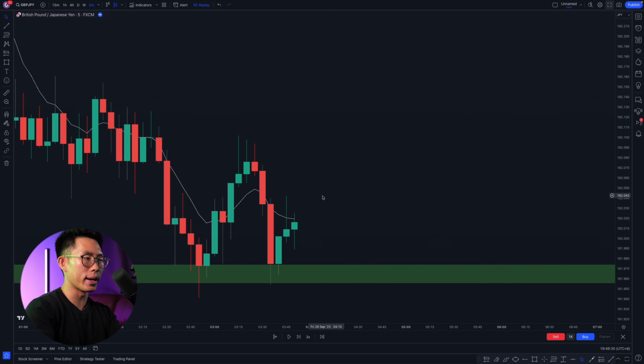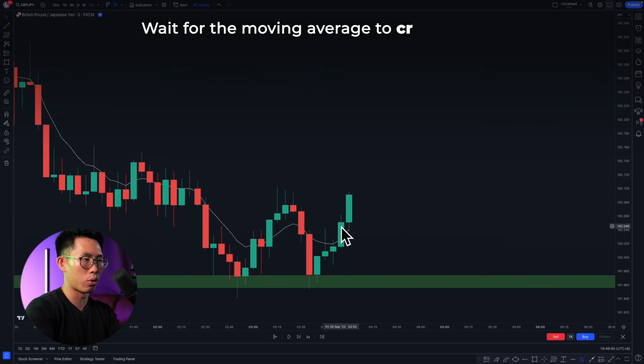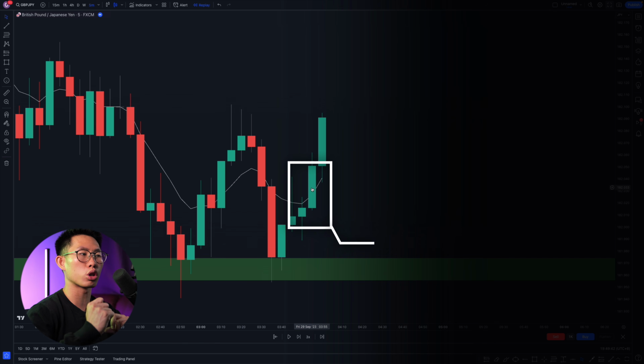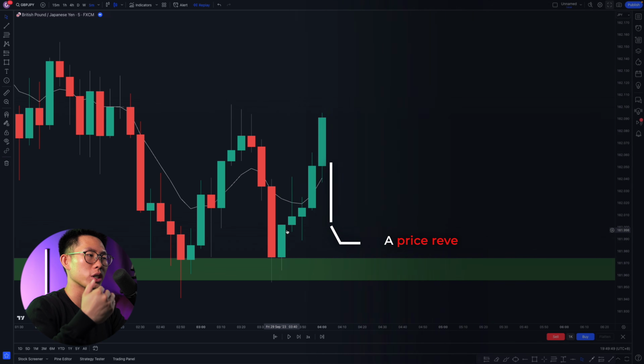soon. So right now, what we want to do is to wait for the moving average to cross over the candlesticks, and then that is when we can potentially enter for a buy. So right now we are still waiting, and you can see somewhere right around here, the candlesticks has crossed over the moving average. What does it mean? This means that a reversal is prone to happen. A reversal is about to happen.